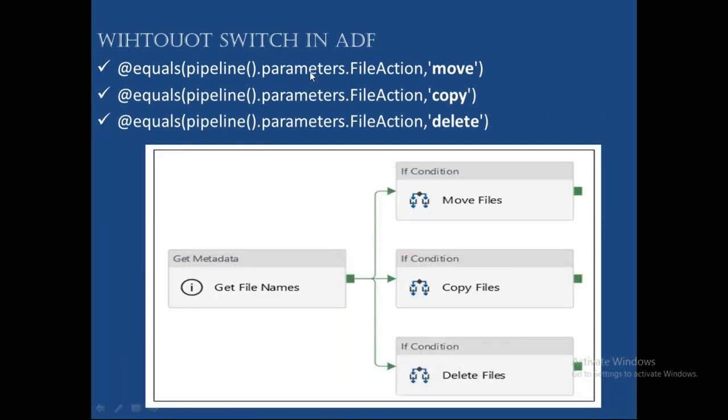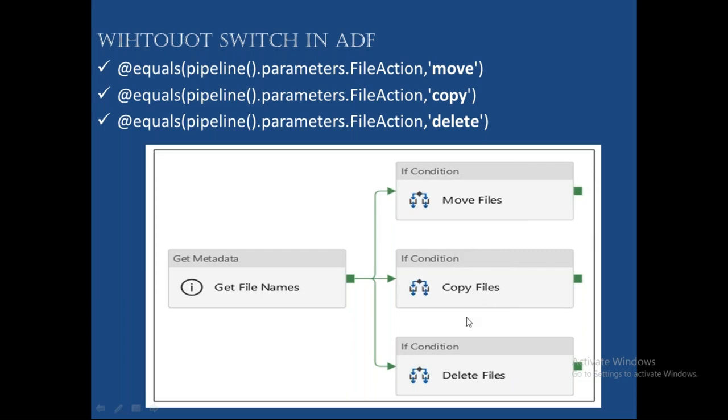Basically, without the switch activity, you will read all the files from the child items, from the get file names. Then for these files, you decide whether you want to delete, copy, or copy and delete. That condition, move files, I'm checking using an if condition. I will check whether file action is move or not. If it is a move, inside the if condition's true activities, I will use a copy activity and a delete activity.